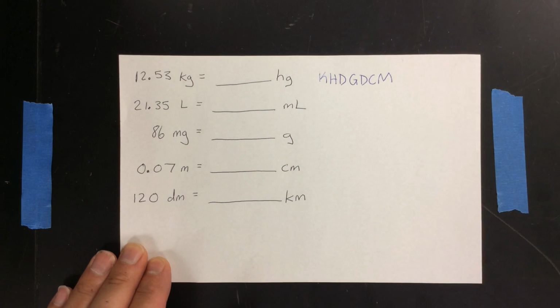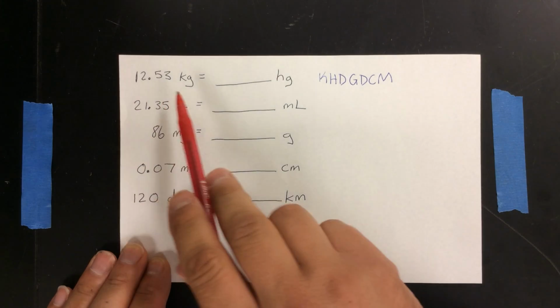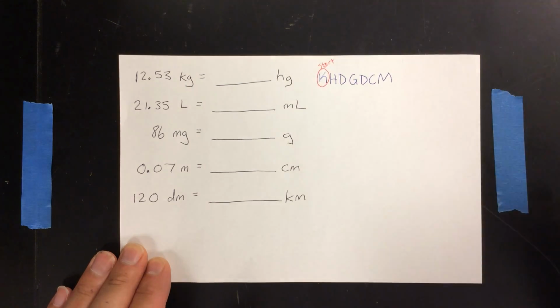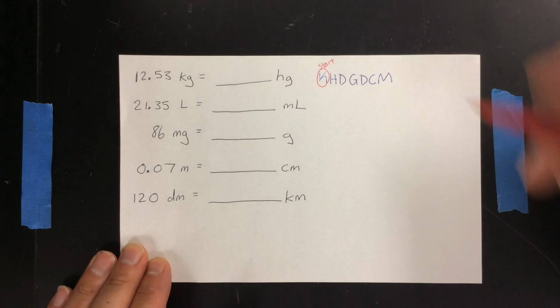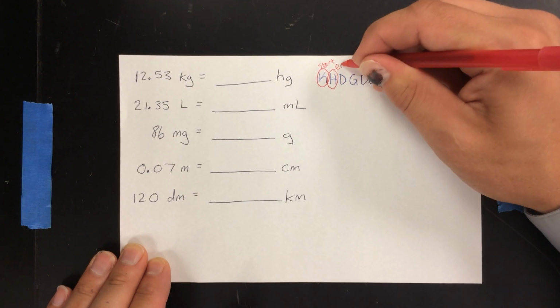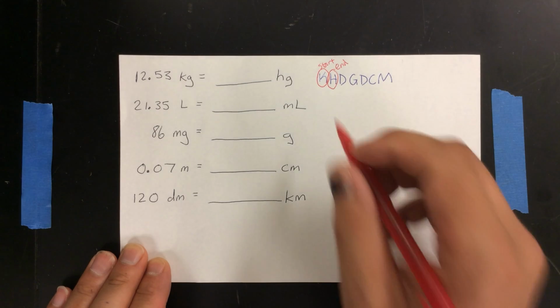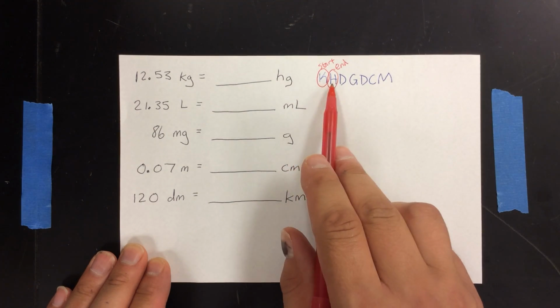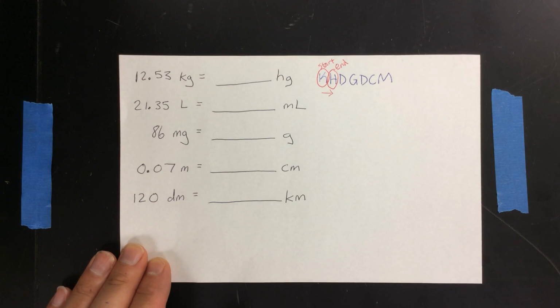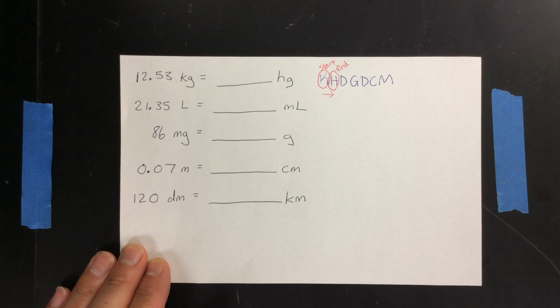Next, we need to choose which letter represents our starting unit. Since we're starting with kilograms, our K represents the unit we start with. And since we're ending with hectograms, the H represents the unit we're ending with. So that means to go from the K to the H, we must move one letter to the right. That means that when we do our conversion, we need to move the decimal point one spot to the right.